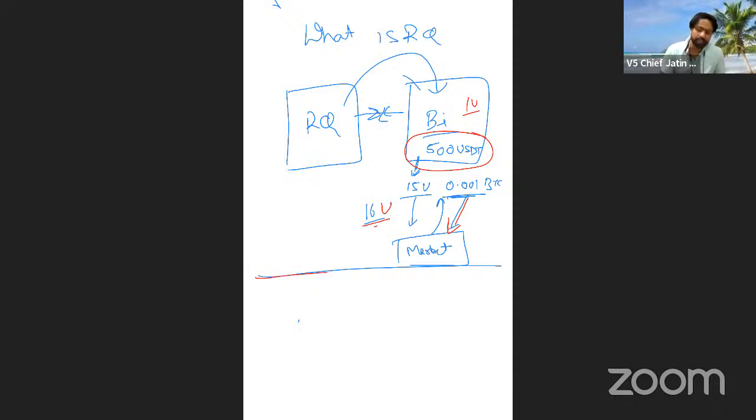So this is the operation of Royal Q. A very basic operation that we need to understand is this only: the robot will keep on buying and selling and it will keep on generating profit for you.